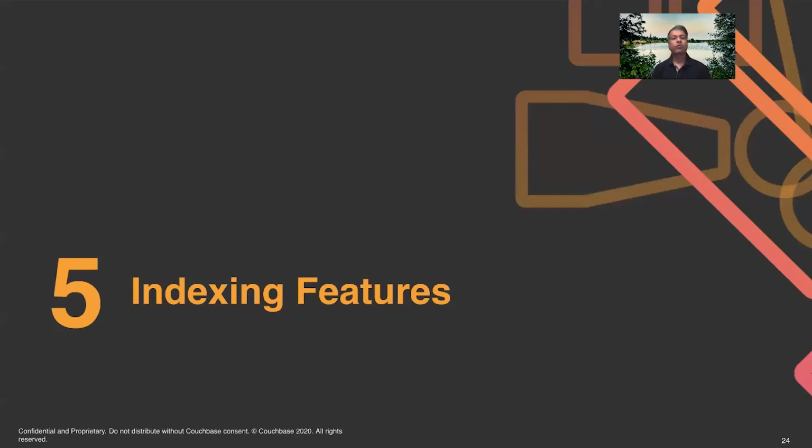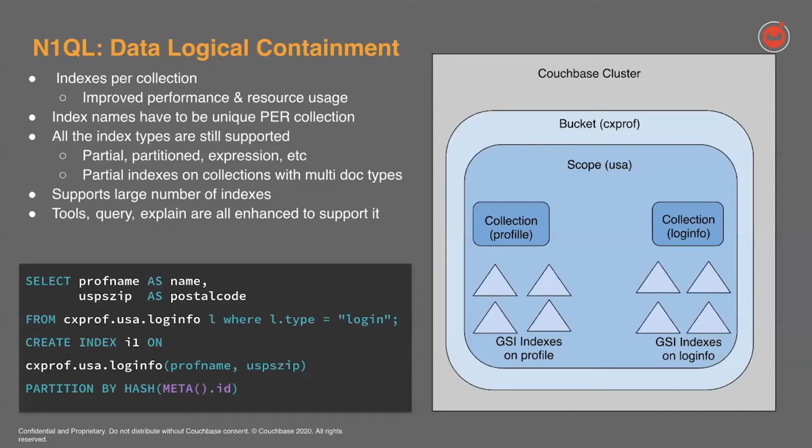Now, for a quick view of the indexing improvements. The main improvement is that indexes can now be created per collection. We support up to 1,000 collections. That means the number of indexes can be 10x that much. So a cluster can contain up to 10,000 indexes if you like. There is significant improvement in both the performance and resource usage to make this happen, both at the GSI layer as well as our Plasma storage engine.